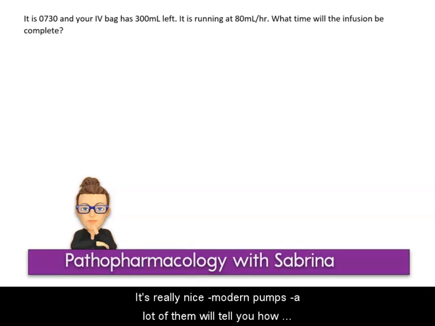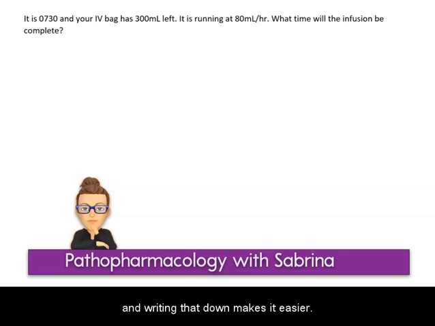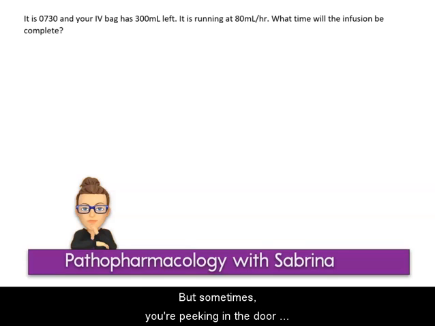It's really nice. Modern pumps, a lot of them will tell you how much time is left. So when you're doing your morning report and rounds, usually you can just hit that volume to be infused and it will tell you how much time is left. And if you write that down, it makes it easier. But sometimes you're peeking in the door, looking at the bag going, oh, there's about 300 milliliters left. So in your head, this is how you're going to do the calculation, or on paper. Paper is probably preferable.